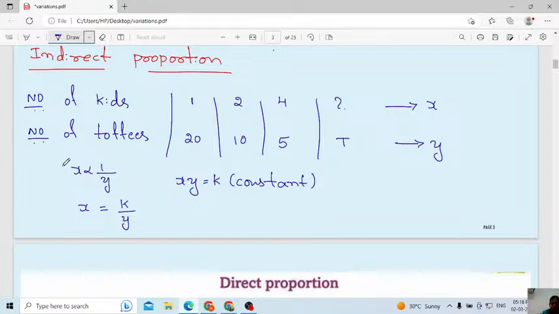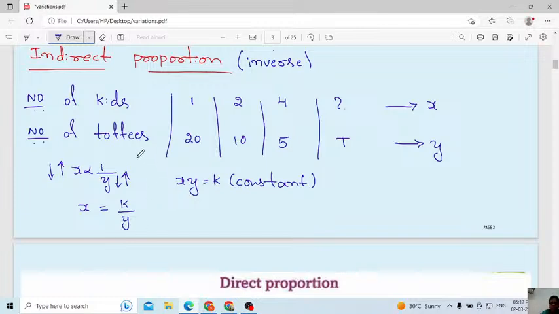K means constant. What is meant by indirect proportion? It means if one quantity increases, the other decreases. If this one decreases, then the other quantity increases, vice versa. This is the sign of indirect proportion or inverse proportion. Both are the same. Don't get confused between indirect and inverse. We can consider it inverse proportion or indirect proportion. When they give different words, don't get confused.